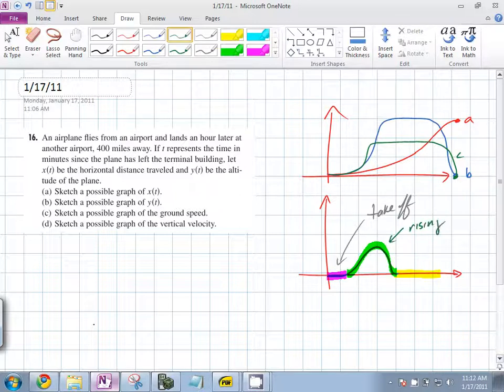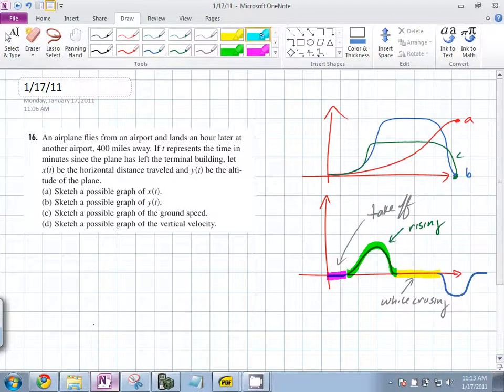Rising. And what does the yellow represent? While cruising. Okay, so let's look at this. Now it starts to fall. What's the vertical velocity going to be if it falls? It's going to be negative. So it's going to go down, and then when it hits the tarmac, is it going up or down? It's not. So what is this going to look like? Pretty much in reverse. It's going to look like that.